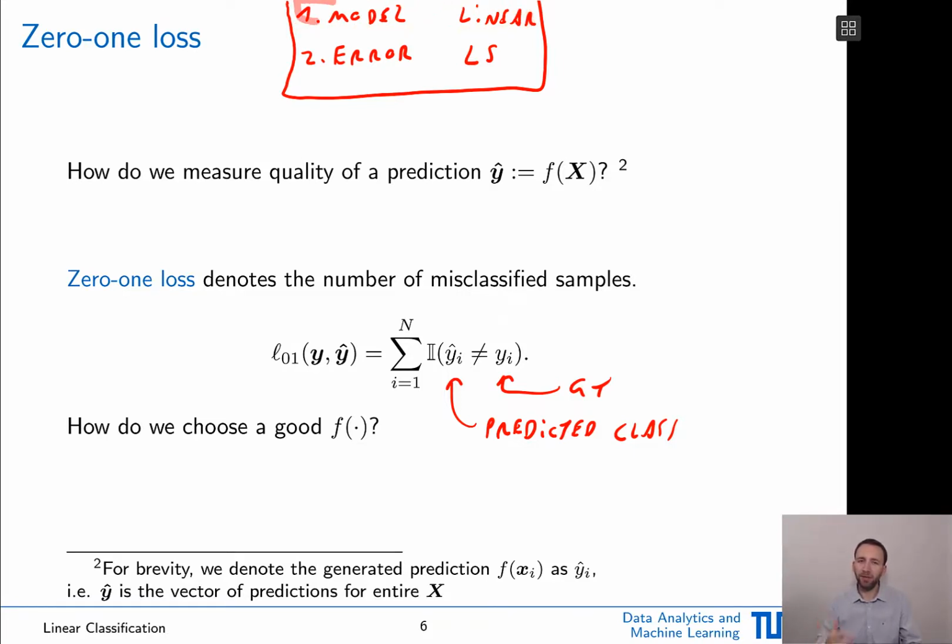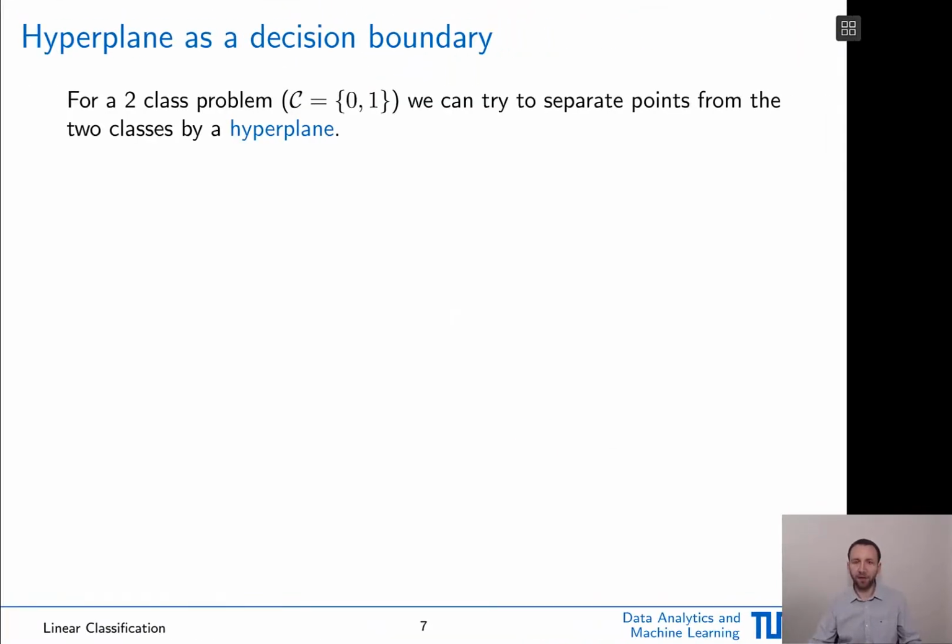In linear regression, we use this linear function, or if we do a data transformation, arbitrary functions. But essentially the model class was always linear, was w transpose times x. So what do we do here? Indeed, as it turns out, a hyperplane is a very good choice to do this. Why? Let's look at an example.